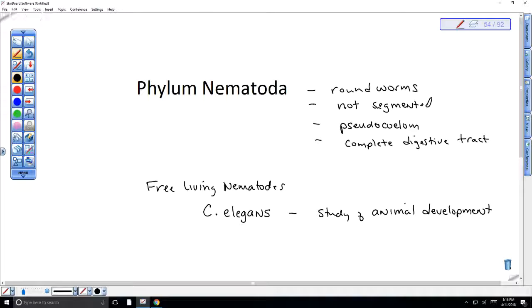It is also ecologically significant, like the earthworm, in that it feeds upon bacteria and fungi in the soil, and it releases nitrogen. So it's an important source of soil nitrogen. And so we want nematodes in the soil, but we only want the free living nematodes. We don't want the parasitic nematodes.